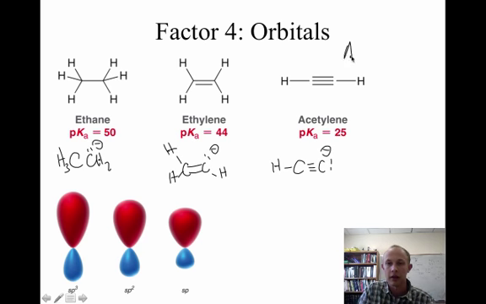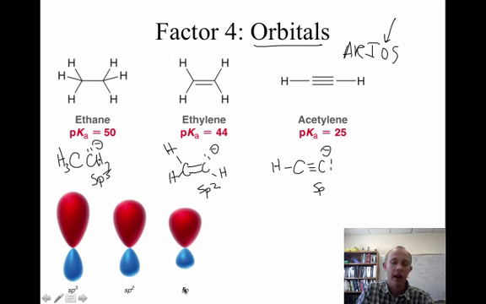So now we need to look at the orbitals. Notice that this negative charge is going to be in an sp3 hybrid orbital. This one sp2. This one is an sp orbital. And if you look at the shape of the orbitals, remember sp is a combination of half s, half p. This is a third s and 2/3 p. This is a quarter s, 3/4 p. So sp has more s orbital character.